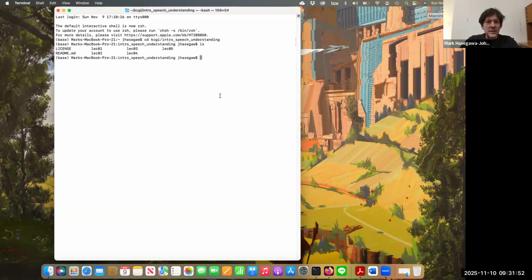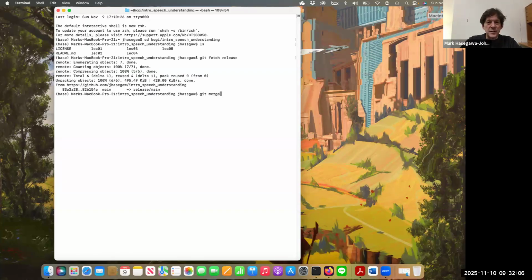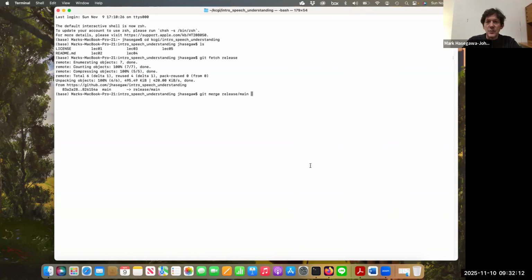All right, so notice if we change directory into the directory that has the course and we list the material, we find that lecture 6 is not here yet, so we'd better fetch the release, git fetch release, and then we'd better merge the main branch of the release into the current branch. We'll add a comment and we'll allow unrelated histories.